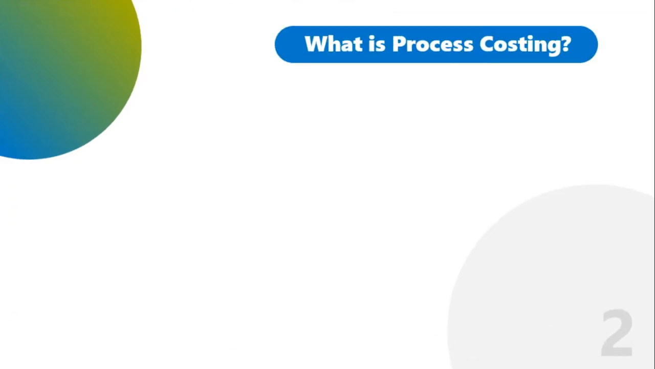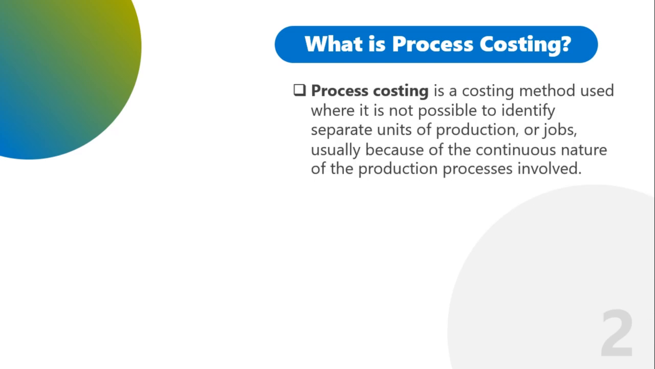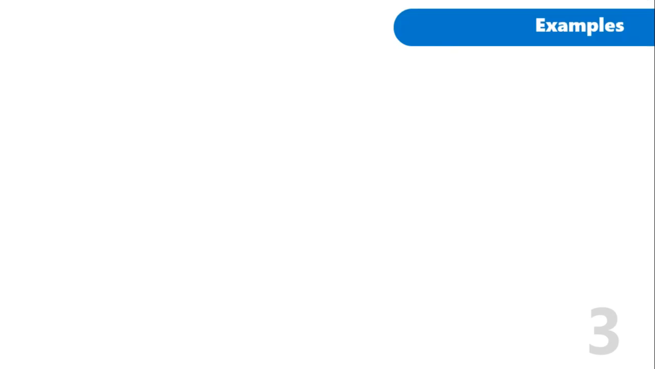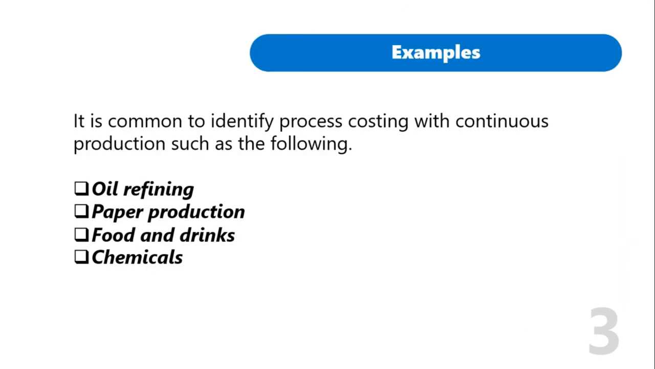And of course, as you can see, we begin by understanding what is process costing. So process costing is a costing method used where it is not possible to identify separate units of production or jobs, usually because of the continuous nature of the production processes involved. Some of the examples we can cite include oil refining, paper production, food and drinks, and chemicals. Now you find that in all these cases, the product goes through various stages or various processes.